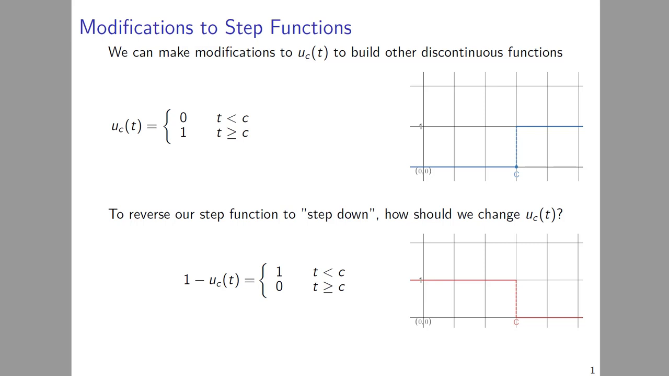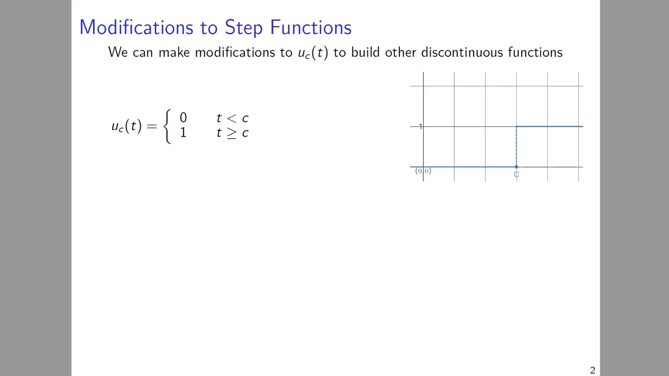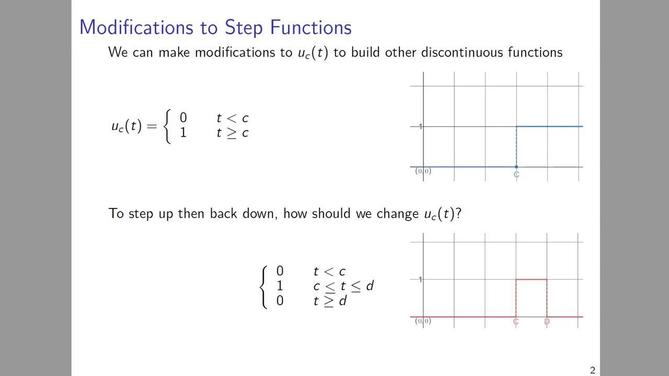Because u sub c of t is 0 for t less than c, 1 minus u sub c is 1 minus 0, which is 1. And after c, u sub c is 1, so 1 minus u sub c is 0 for t bigger than or equal to c. We may also have a function that steps up and then back down.